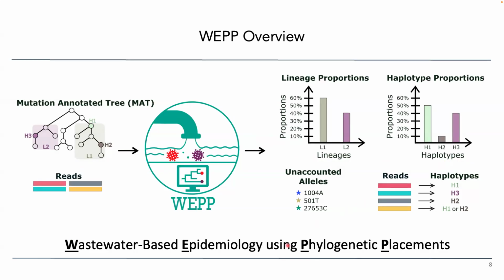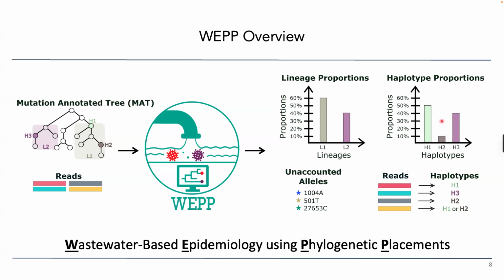So along with it, WEPP also reports something called unaccounted alleles, which are the alleles observed in the wastewater but can't be explained by the selected haplotypes from the MAT. Most often, because the clinical sequence database might not contain all of the circulating variants due to undersampling or sequencing delays, the wastewater starts having new mutations from these new variants, which can be caught with WEPP now.